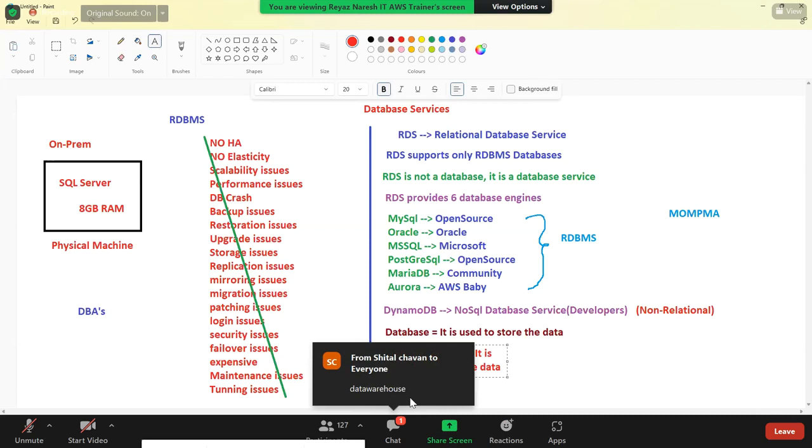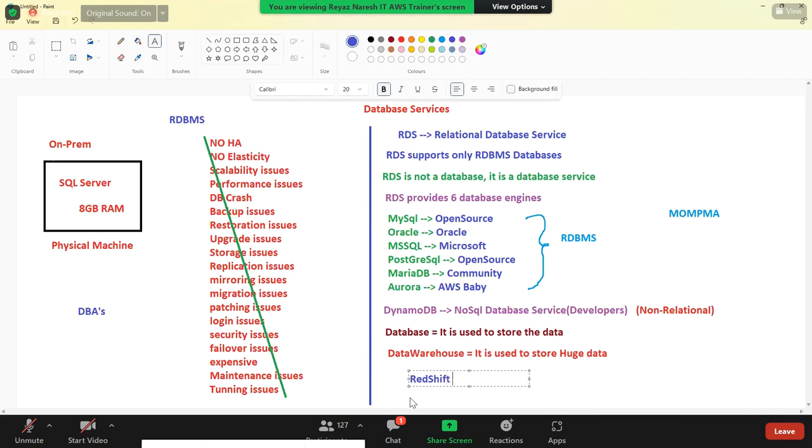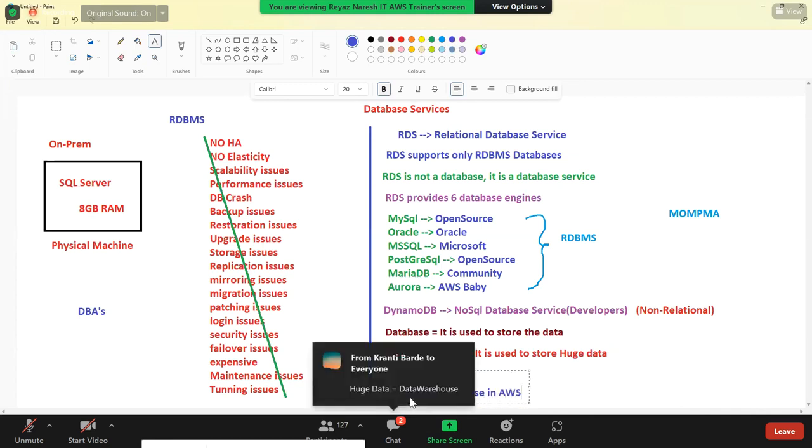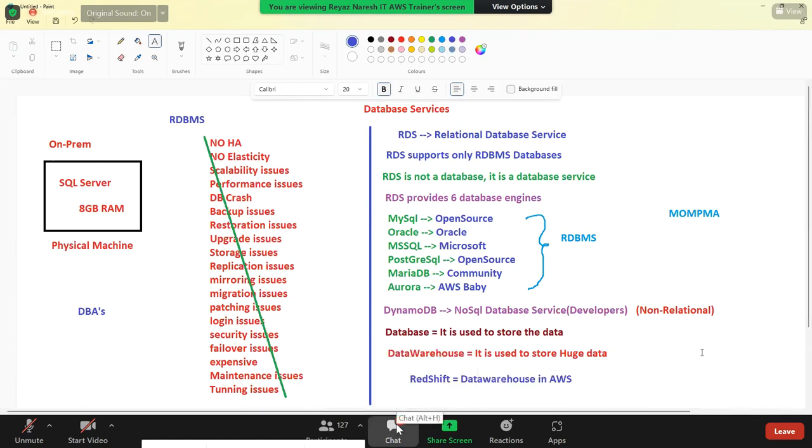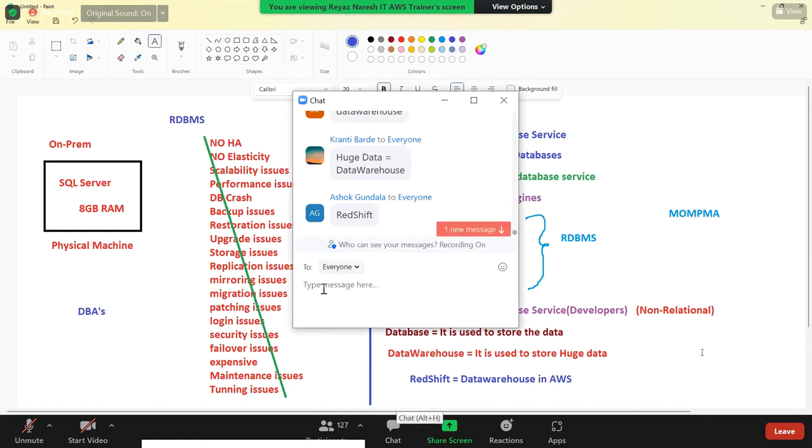So if you are storing huge data, that is called a data warehouse. And what is the data warehouse service in AWS? It's called Redshift. It's the data warehouse in AWS. If anyone wants a data warehouse to be created, then go for the Redshift service.